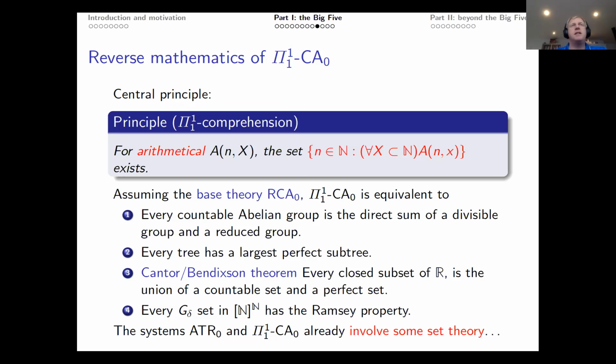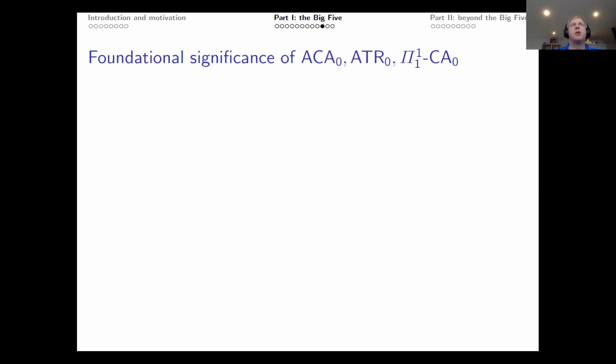But as you can see, we start moving into the set theory a little bit, which is fine, because there's no hard border, of course. And this is still clearly group theory, but somehow there's some set theory hiding in there. Now, I should tell you about the foundational significance of these three systems.